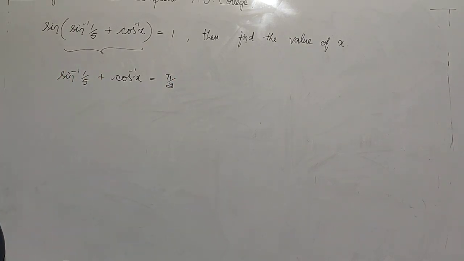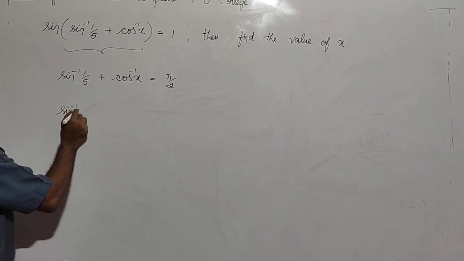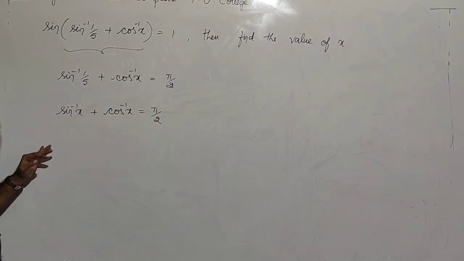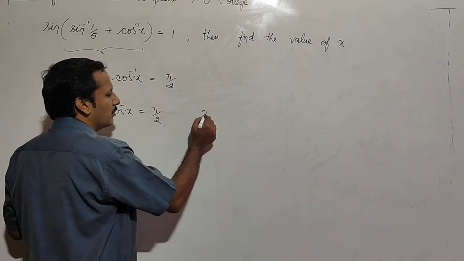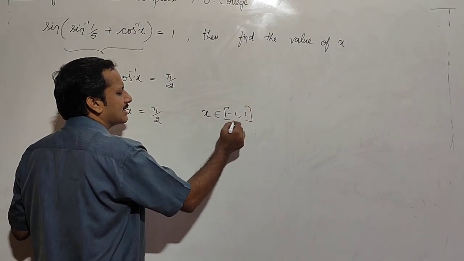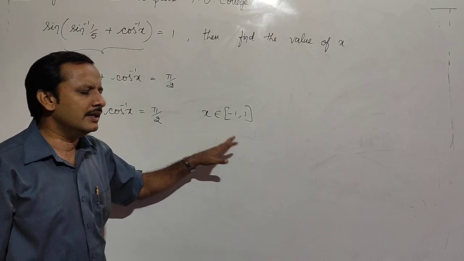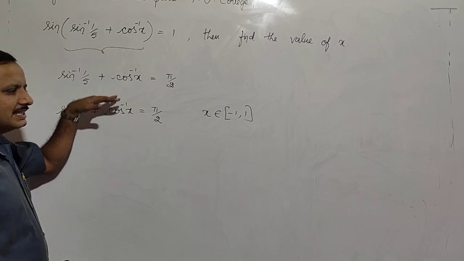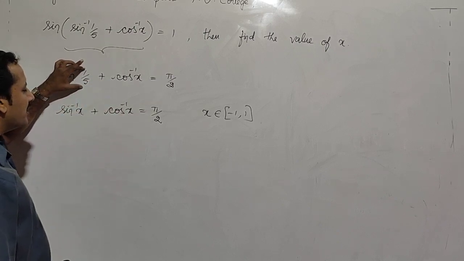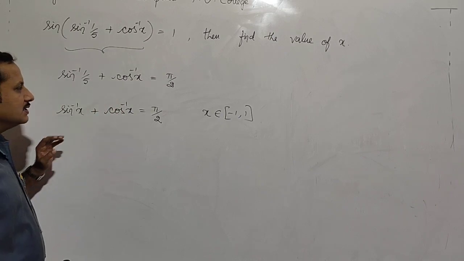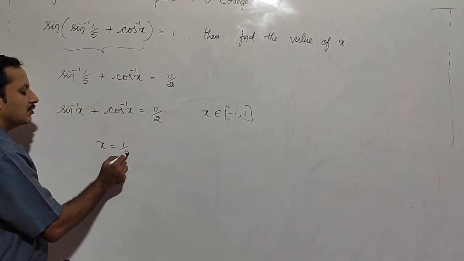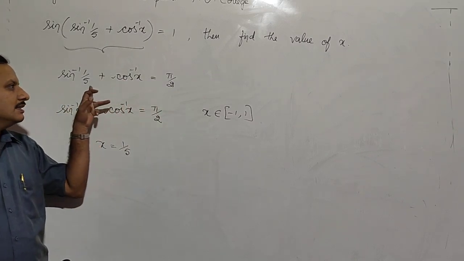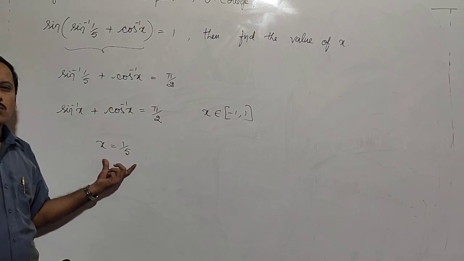After that, we know one formula. The formula is sin inverse x plus cos inverse x is equal to pi by 2 whenever x lies in the closed interval minus 1 to 1. Now if I compare these two equations, here 1 by 5 we have. So from there we can write that x is equal to 1 by 5. Because sin inverse 1 by 5 plus cos inverse x is equal to pi by 2, this implies that x is equal to 1 by 5.